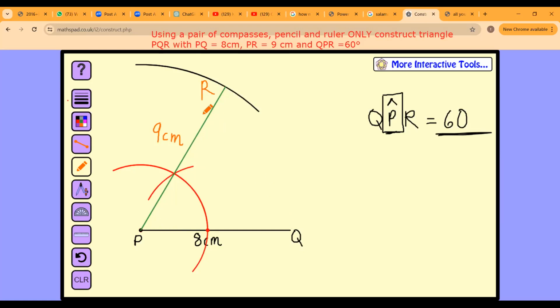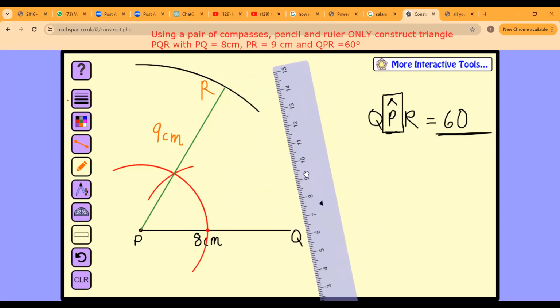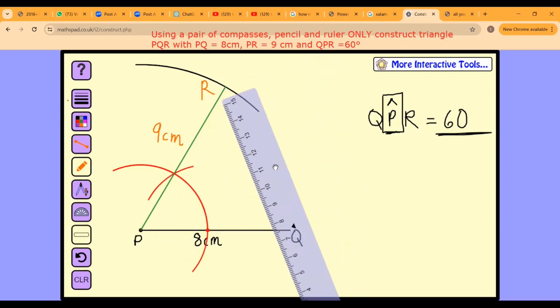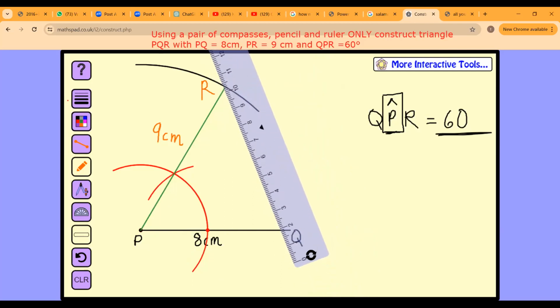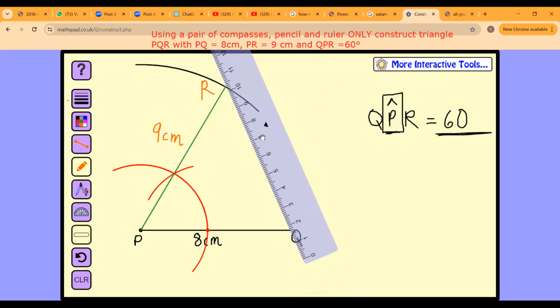Now remember, we have to construct a triangle. So what side are we missing? We have this side, we have the next side, we're missing one more side, right? So we have to get our ruler and complete the triangle like this, and we have to draw a line right here. Do you all understand that?